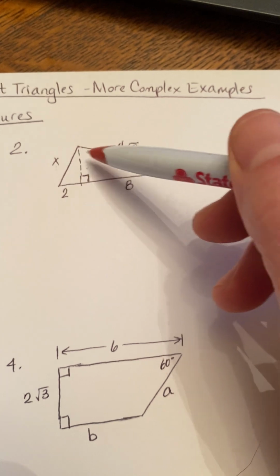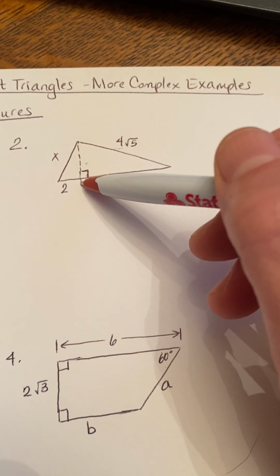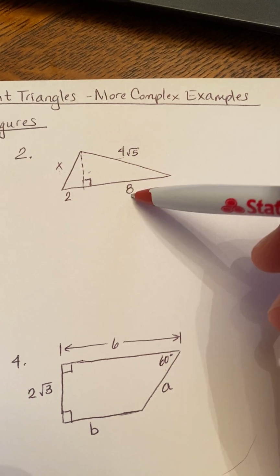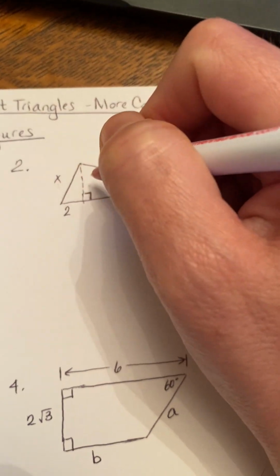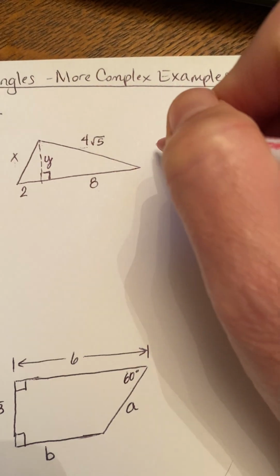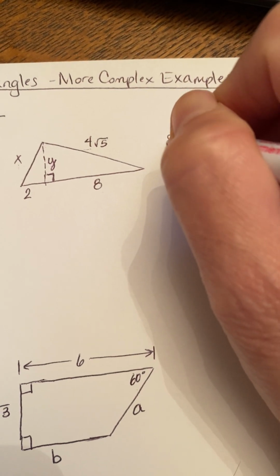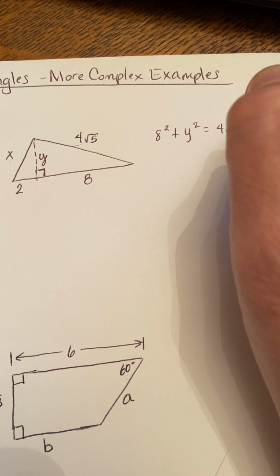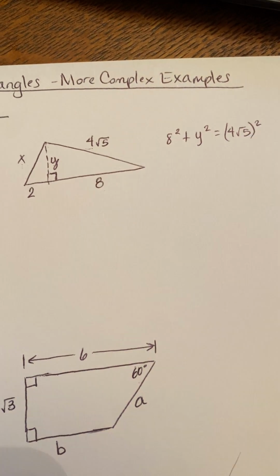Because to find x, we would have to know two sides. We would have to know this side and that side. The only thing we can do is solve for this side using these two in the Pythagorean theorem. So we call this one y, and we can do the Pythagorean theorem for the right side, and we can say 8 squared plus y squared equals 4 square roots of 5 squared.